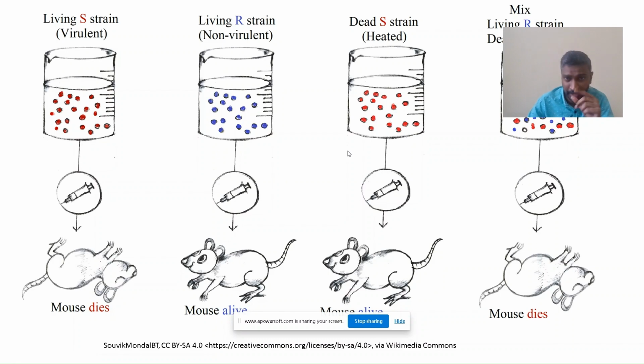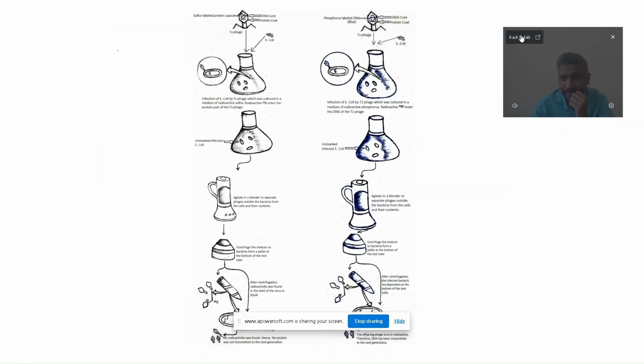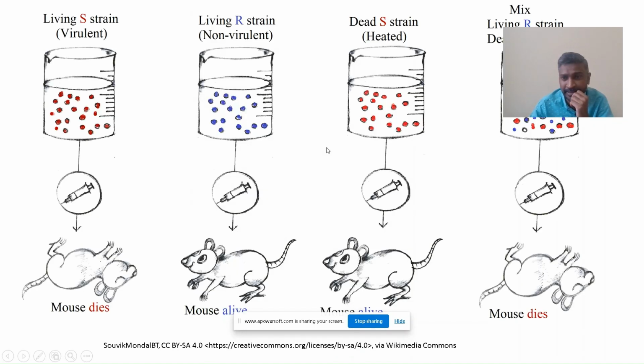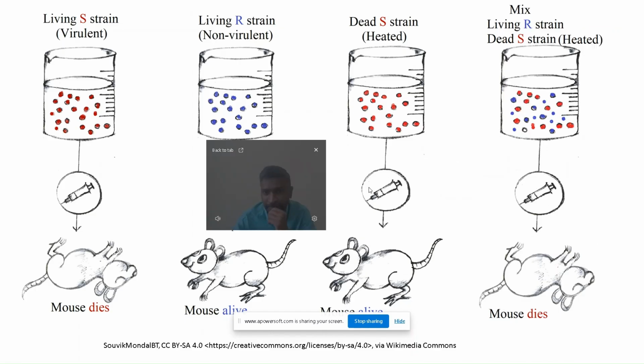What is interesting is the third experiment, where Griffith injected heat-killed S strain. This is dead. Though it has the ability to cause a disease, now it is dead. It can no longer cause a disease. Now the third experiment is something very important for us to understand. So what is this third experiment exactly?